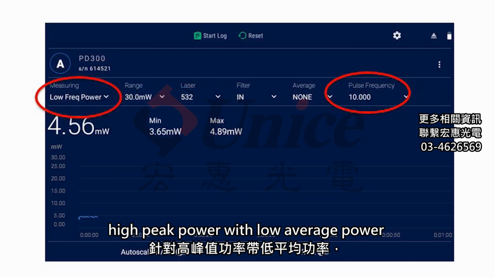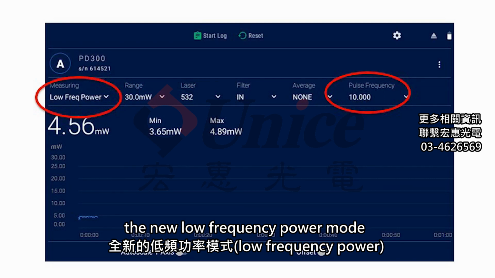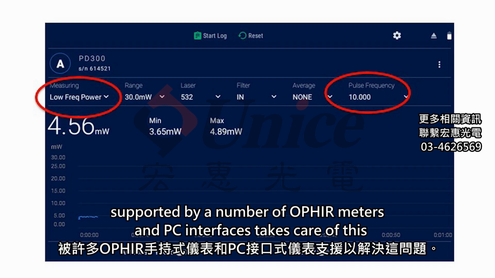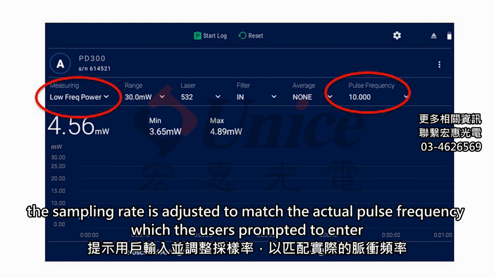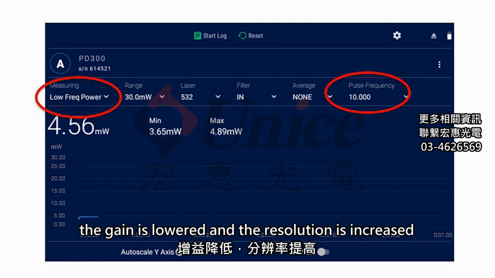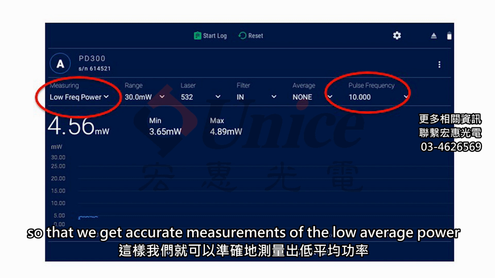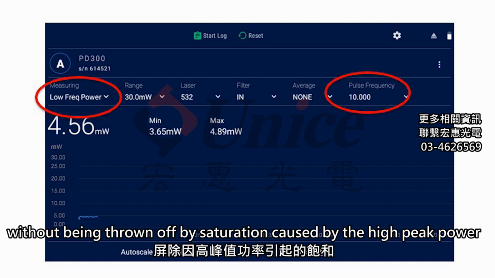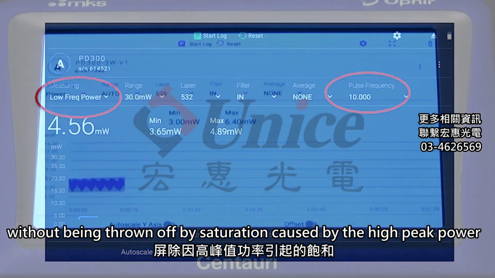2. High peak power with low average power. The new low-frequency power mode, supported by a number of Ophir meters and PC interfaces, takes care of this. The sampling rate is adjusted to match the actual pulse frequency, which the user's prompted to enter. No more beat frequency. The gain is lowered and the resolution is increased so that we get accurate measurements of the low average power without being thrown off by saturation caused by the high peak power.